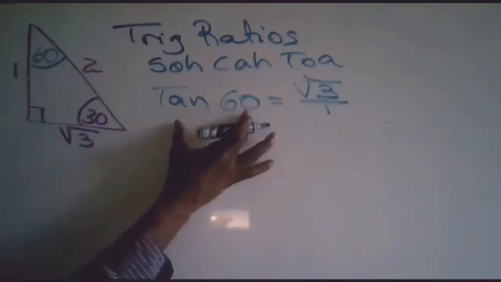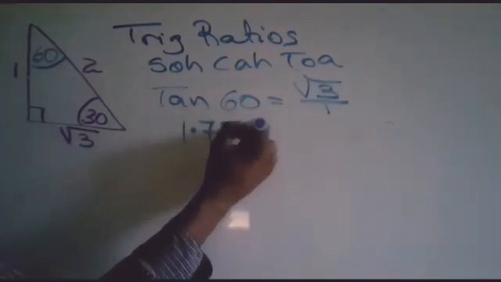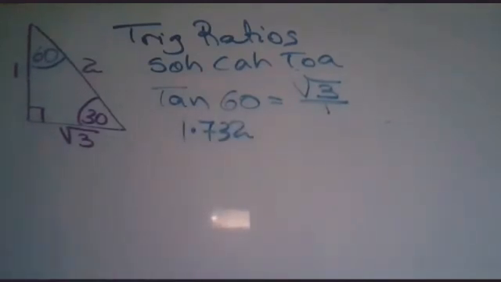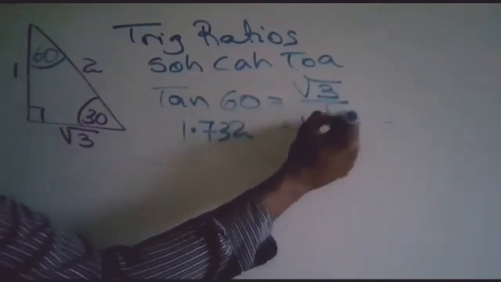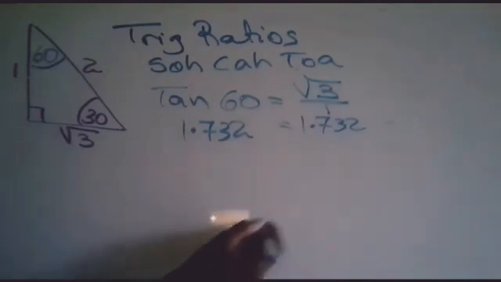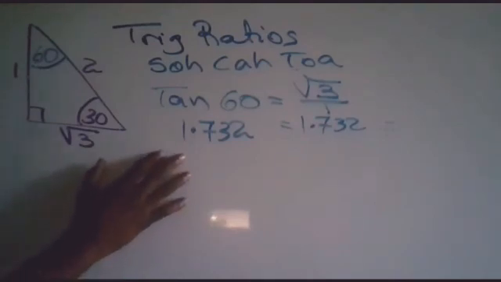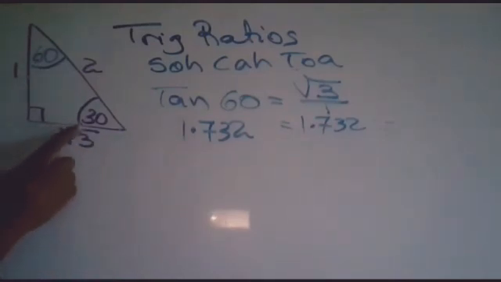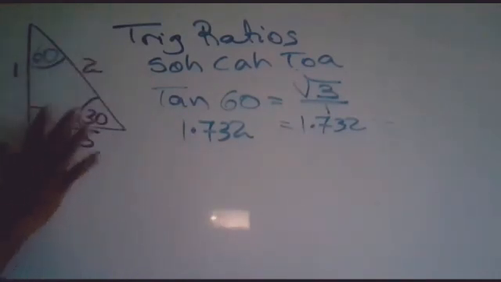If you put this on your calculator, you would get 1.732. Alright? And so the root of 3 is equal to 1.732. So what you could do is to go ahead now and check using the cosine, sine, and tangent of 30 degrees and see if you get back the ratios there.